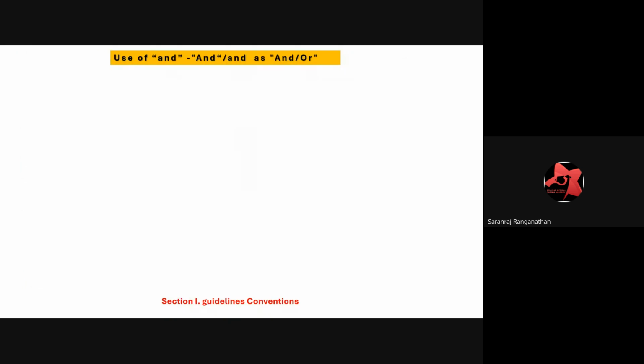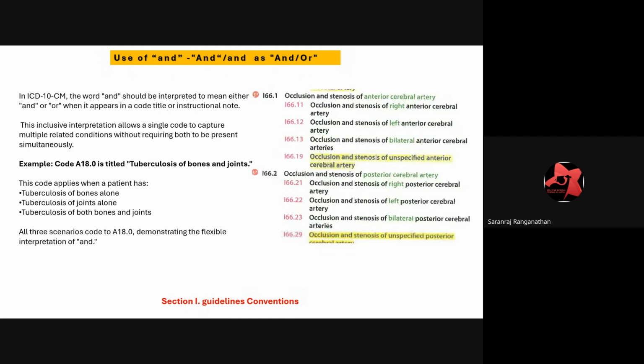Next one is the use of small and big end. It is not a big difference. Previously in ICD-9 and all, we used to code each condition separately. So say for example here, they provided A18.0, tuberculosis of the bone and joints. Previously we used to code tuberculosis of the bone and tuberculosis of the joint separately. Now we have a combination code.